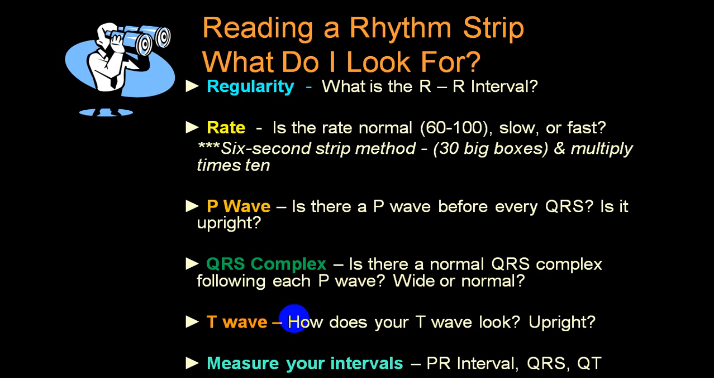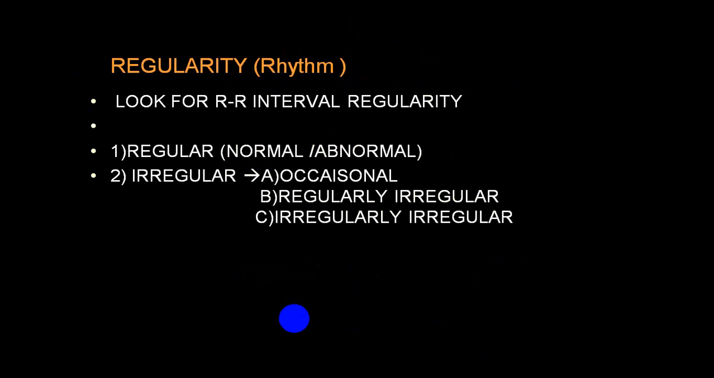Then look for the P wave, look for the QRS complex, look for the T wave, and measure your intervals, particularly the PR interval, QT interval, and QRS complex. Look whether the QRS complex is broad or narrow, and whether the P wave is related to the QRS complex or not. After looking at all these things, then only you can say the pacemaker origin. Now we are going to regularity.